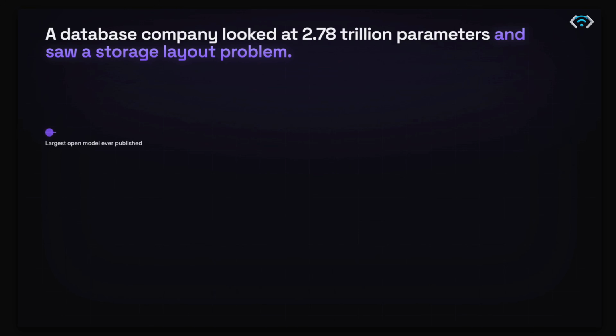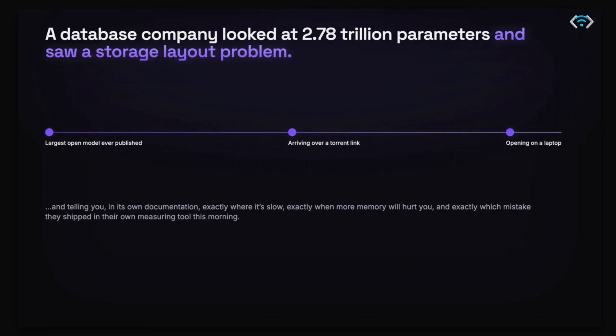A database company looked at a 2.78 trillion parameter model and saw a storage layout problem. The result is the largest open model ever published, arriving over a torrent link, opening on a laptop and telling you in its own documentation, in plain sentences, exactly where it's slow, exactly when more memory will hurt you, and exactly which mistake they shipped in their own measuring tool this morning. Every part of that is only possible because the weights are public.